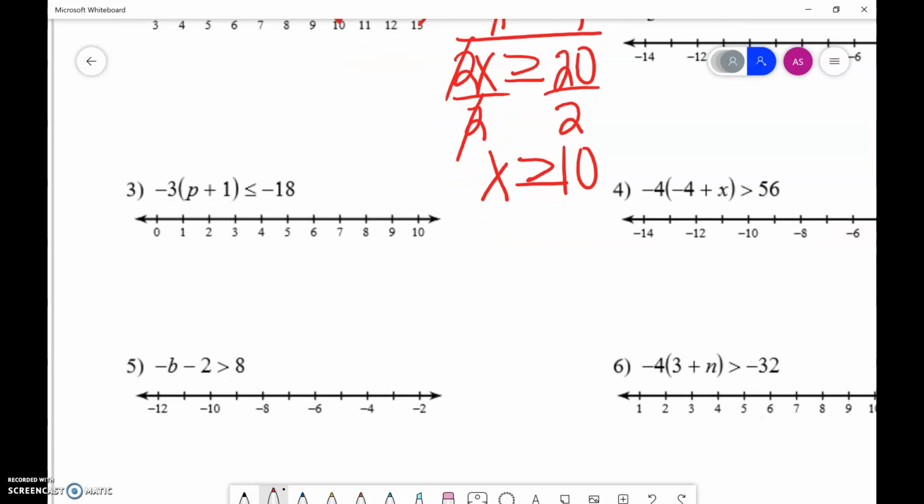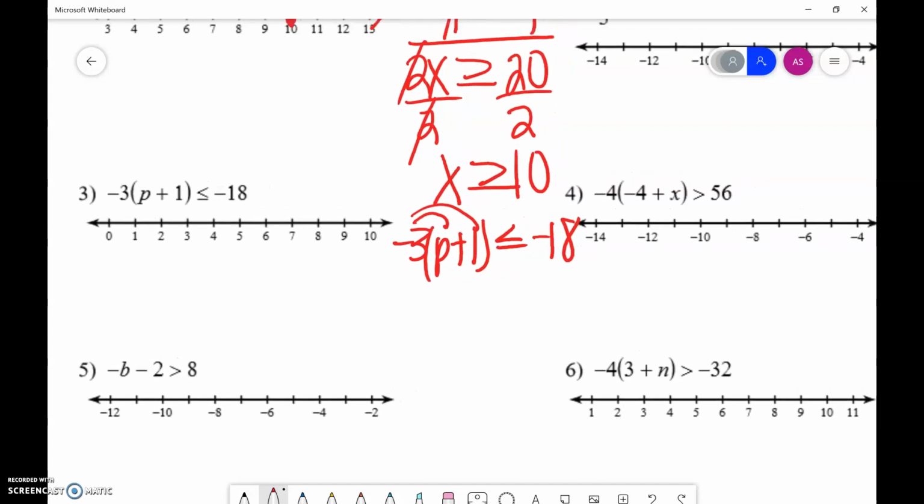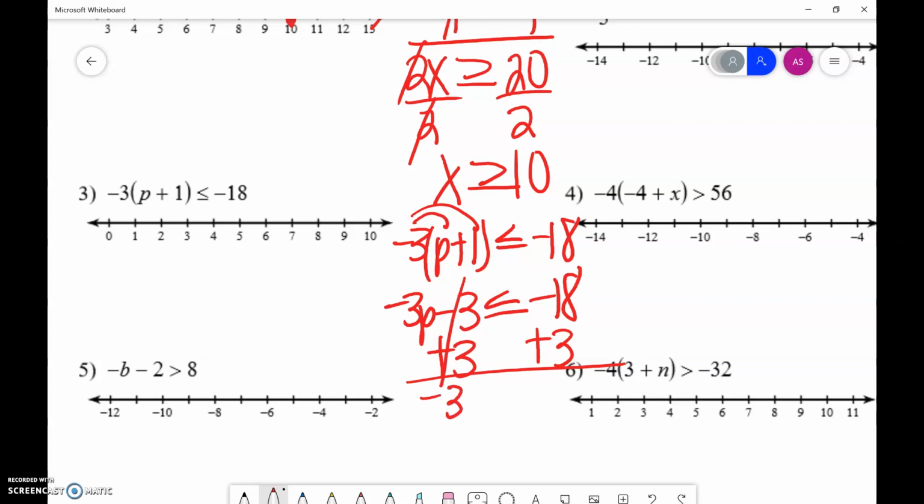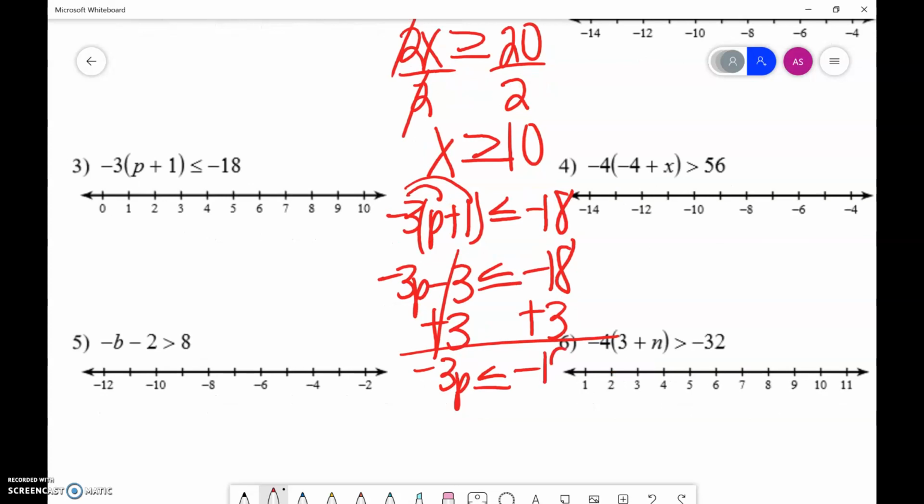All right, number 3. I'm going to start off with distributive property. Okay, so realize these are just like equations. They're just inequalities. You have less than or equal to signs and all these different inequality signs. So I'm going to have 3p minus 3 is less than or equal to negative 18. I'm going to add 3 to both sides. Then I have negative 3p is less than or equal to negative 15.